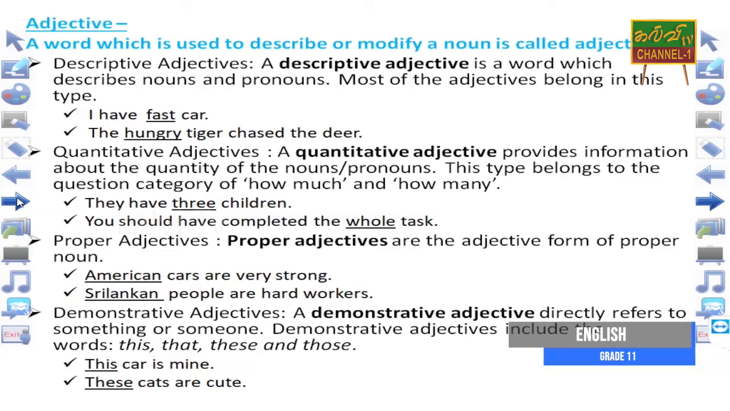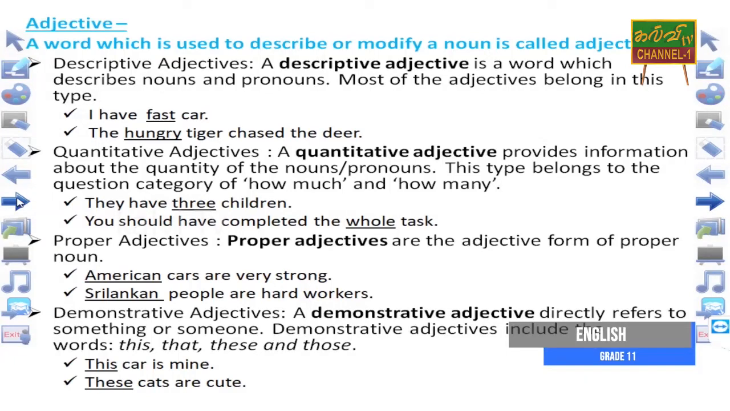You should have completed the whole task. Task is a noun and whole is describing the task, so it is an adjective. And the next one, proper adjectives. Proper adjectives are the adjective form of proper noun. It is the adjective form of proper noun.